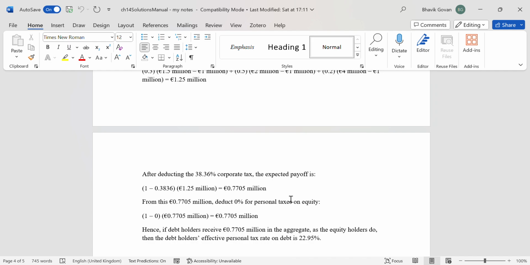Hence, if the debt holders receive 0.7705 million in the aggregate, as the equity holders do, then the debt holders' effective personal tax rate is 22.95%. How they got that was they basically just said 1 minus 0.7705, and that's how they got 22.95%, which is the answer.